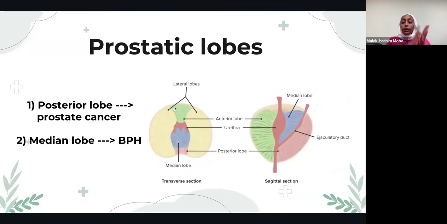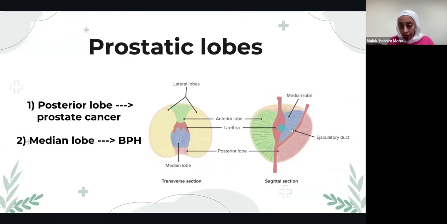Okay. We talked about the zones, now we have the lobes. They usually don't use the lobes to describe hypertrophy and cancer. They usually describe using zones. However, I just put it here for completion's sake.